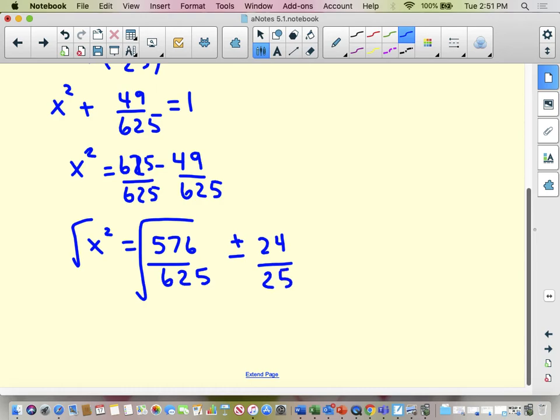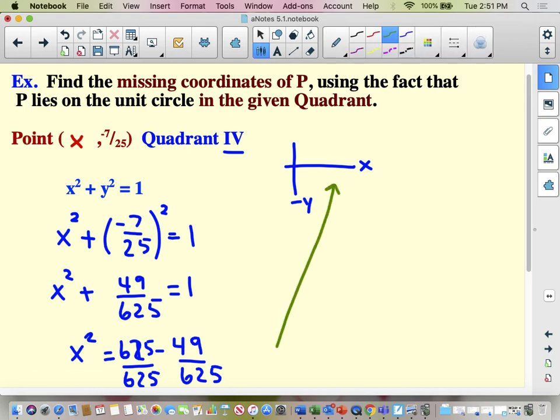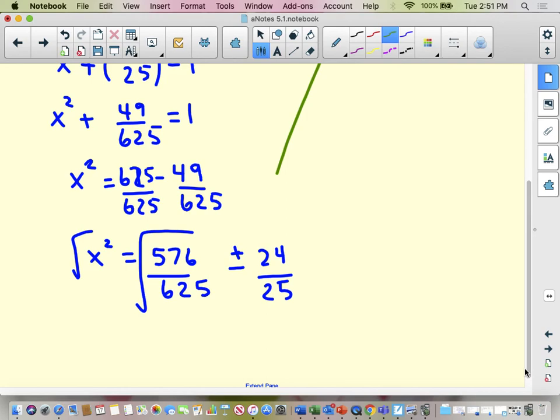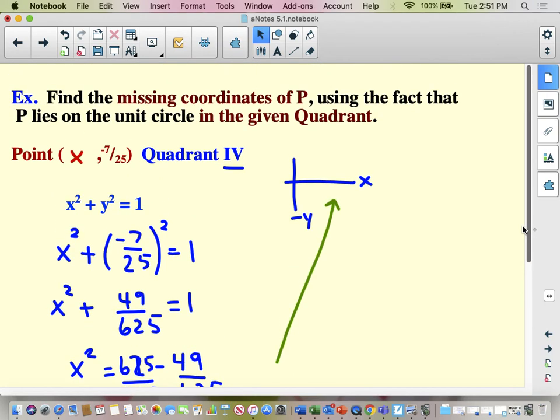Now I have to make my decision on the plus or minus based on the quadrant that I'm in. Just always pay attention to quadrants, such a big deal in this chapter. So because I'm in the 4th quadrant, right, then I know that my x coordinate is positive and not negative there. So there I have the other missing x coordinate. So 25 or 24, 25th.